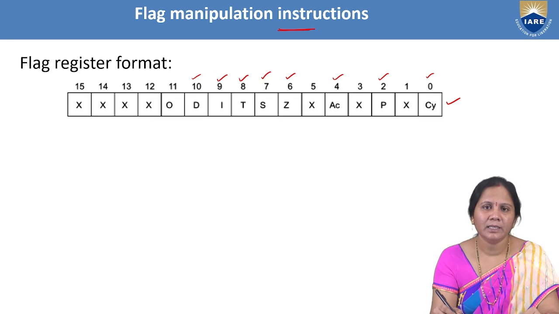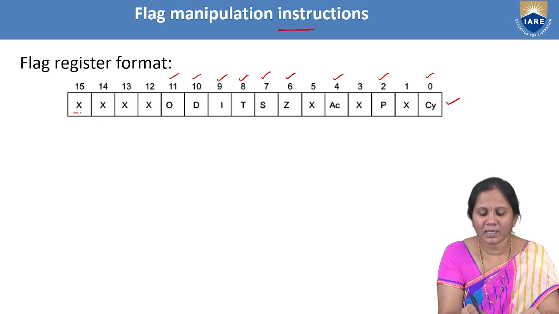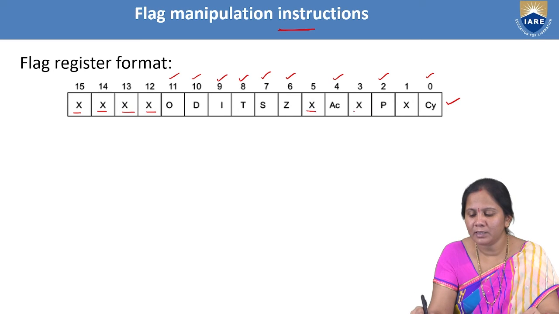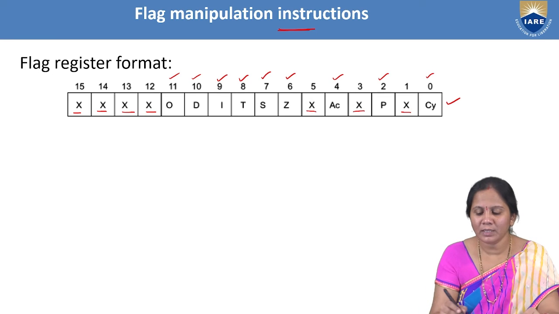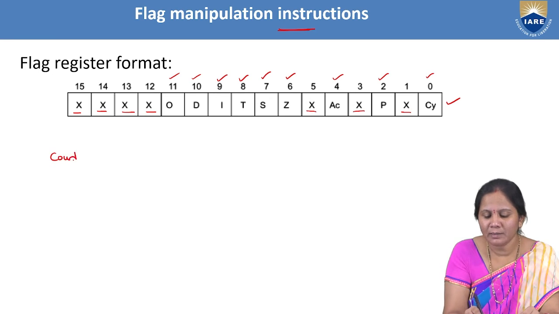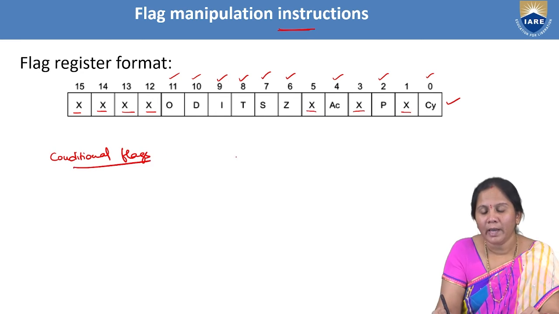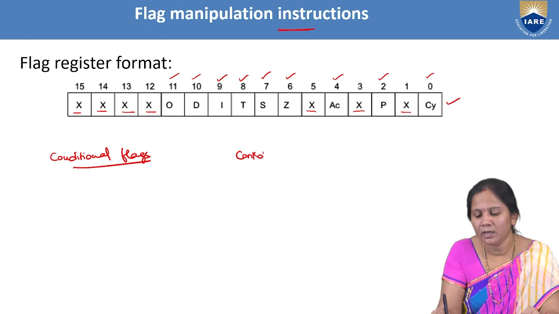The 10th bit is D, which represents the direction flag, and the 11th is O, the overflow flag. The bits 15, 14, 13, 12, and also the 5th, 3rd and 1st bits are all undefined. Only 9 flags are used in this flag register format. Among these 9 flags, some come under conditional flags and some come under control flags.